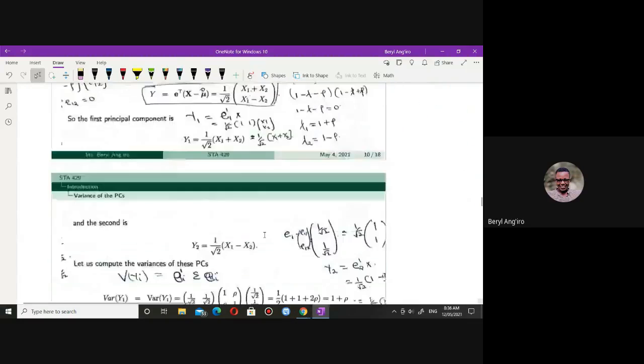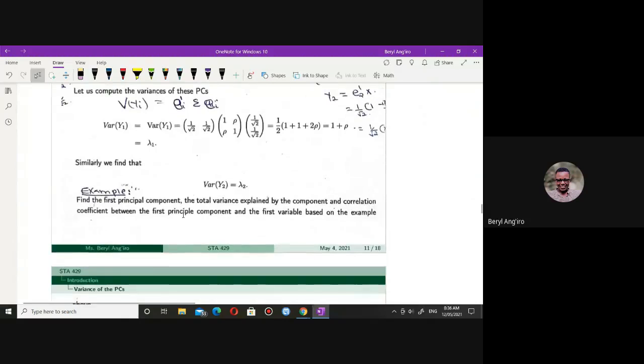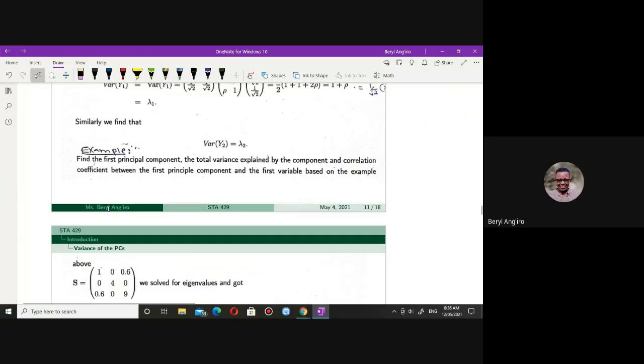So we can have an example on the same. You can follow through that and see how that works. Example: find the first principal component, the total variance explained by the component, and the correlation coefficient between the first principal component and the first variable, based on the example above.